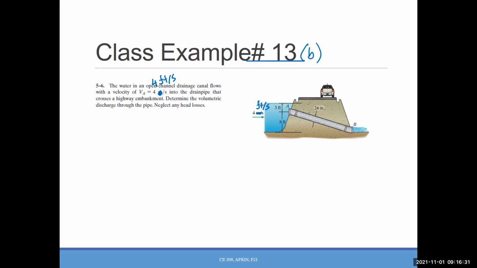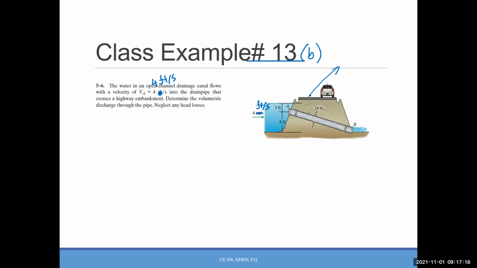Okay, so here what we have is a highway embankment. You can see the car going in that direction, and you will see this type of scenario in almost every road or any residential area also. There will be some drainage pipe, they will collect the water from one side to discharge into the opposite side, right? And all these pipes are usually buried under the roadway. So here we have that type of scenario, and they are asking you to calculate what will be the volumetric discharge through the pipe. That means what amount of flow is going inside that pipe.